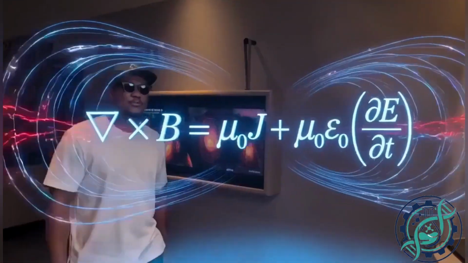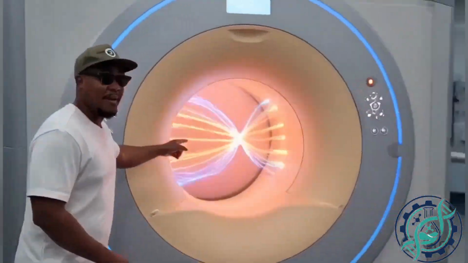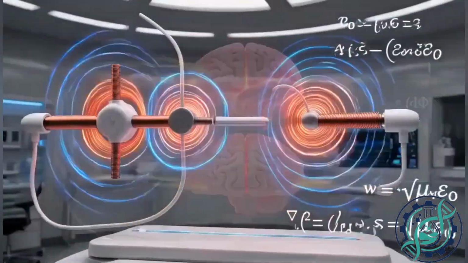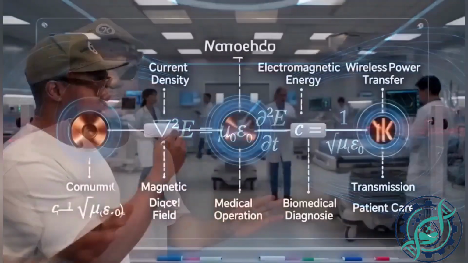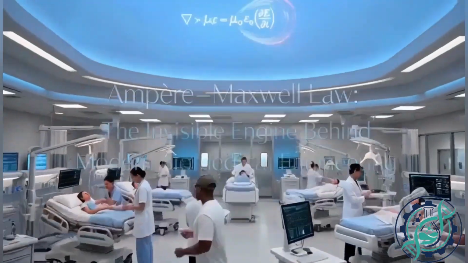James Clerk Maxwell realized that electric current alone could not explain electromagnetic fields. Here is where classical physics breaks down. When Ampere-Maxwell's law joins Faraday's law, something extraordinary happens. A single equation describing current and the changing fields emerges, powering MRI scanners, robotic surgery, neural prosthetics, wireless implants, and countless biomedical technology.